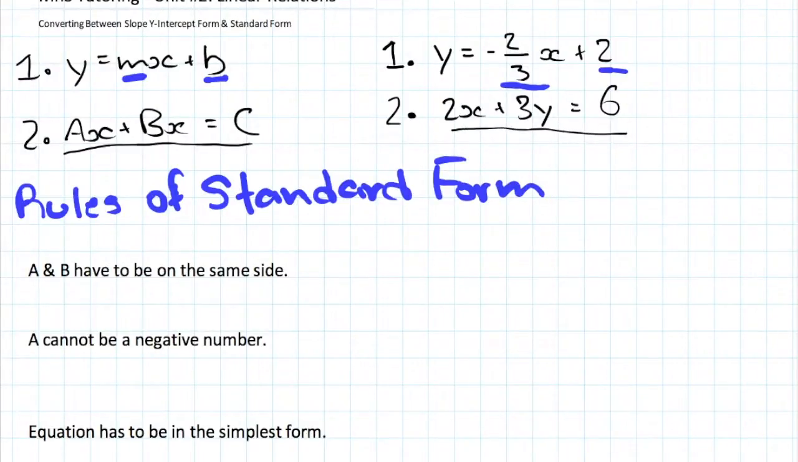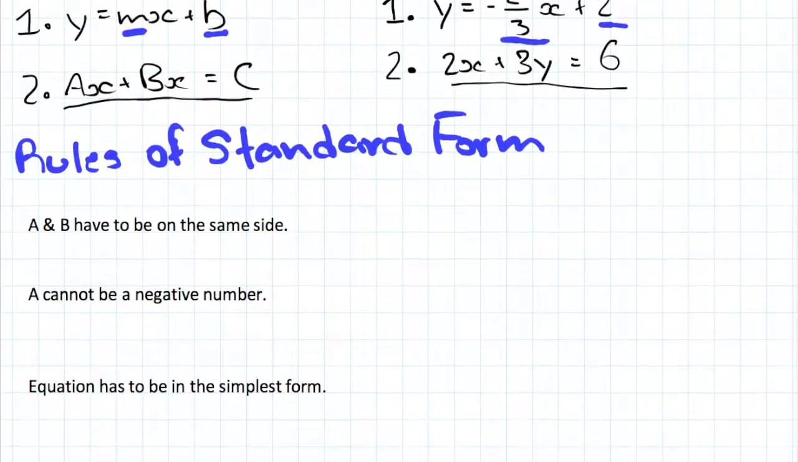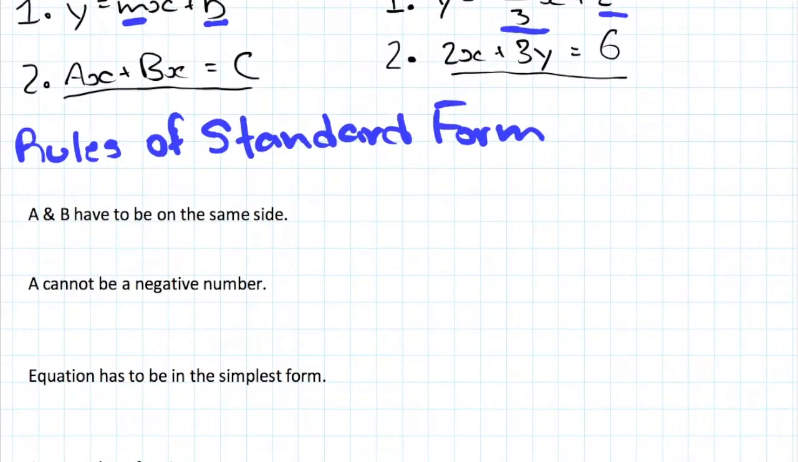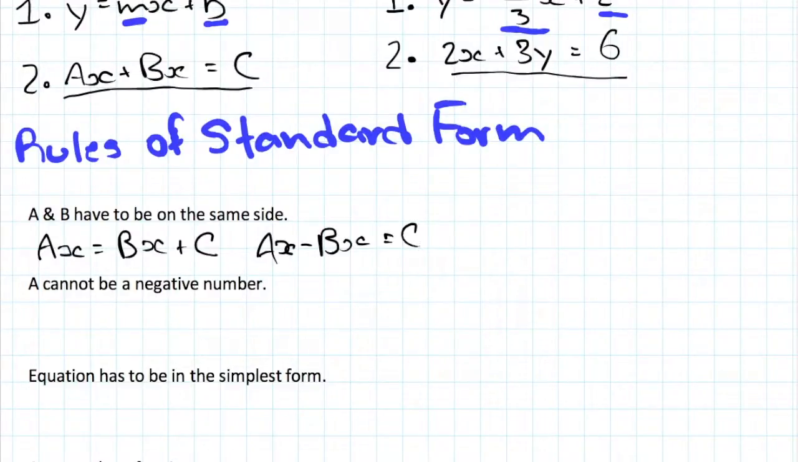So here are some of the rules of standard form. Just remember that a and b are both constants and they're actually real numbers, but in this case I just put variables just to show you the general form. So the first rule of standard form is a and b have to be on the same side, meaning it cannot be ax = bx = c, or it cannot be ax = bx + c. It cannot be something like that. It has to be ax + bx = c, right?